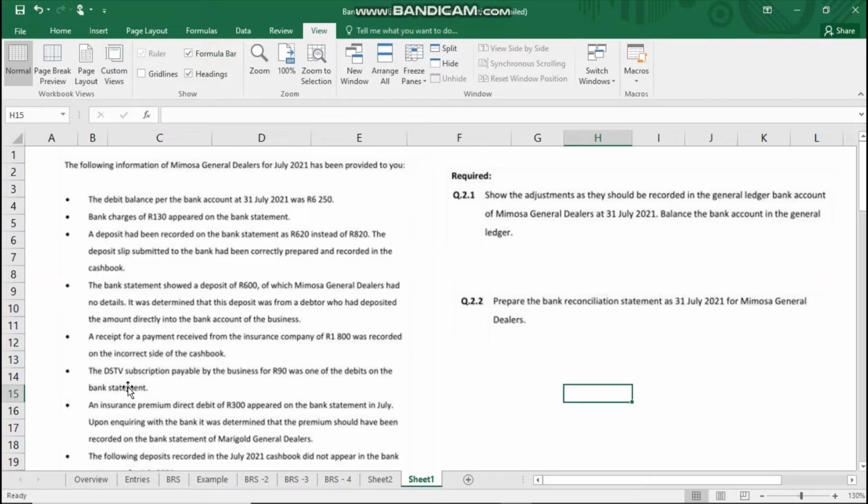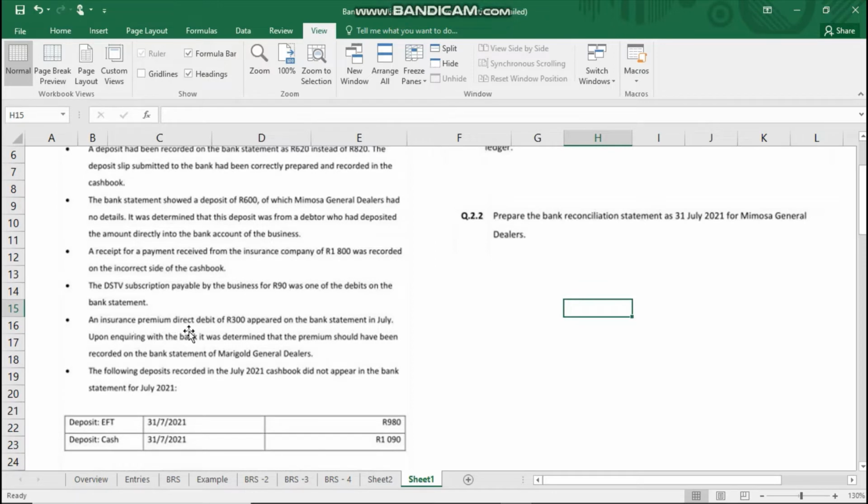And then we have the next item was DSTV subscription payable by the business for R90 was one of the debits on the bank statement. So there was some payments done by the bank on our behalf. We need to record it. So we need to credit this payment in our bank ledger. We'll record it.